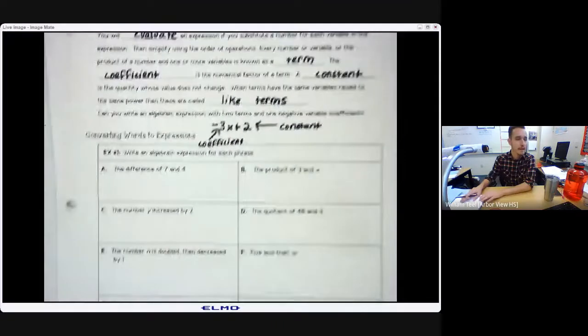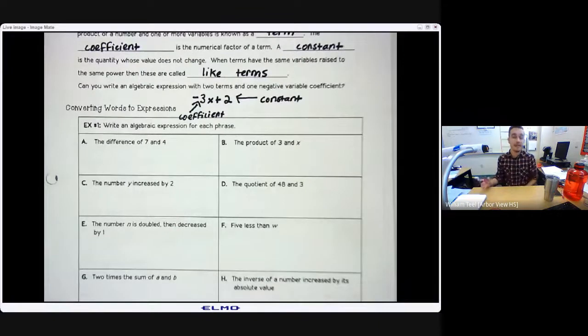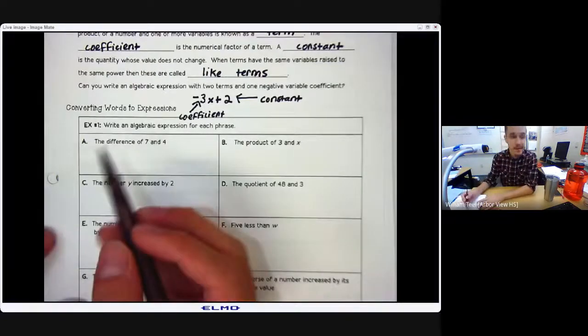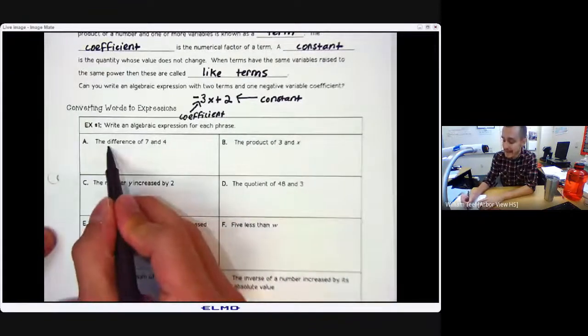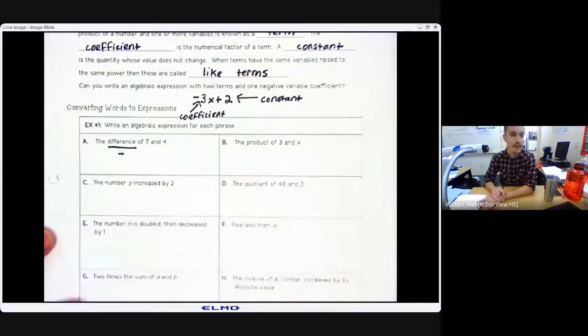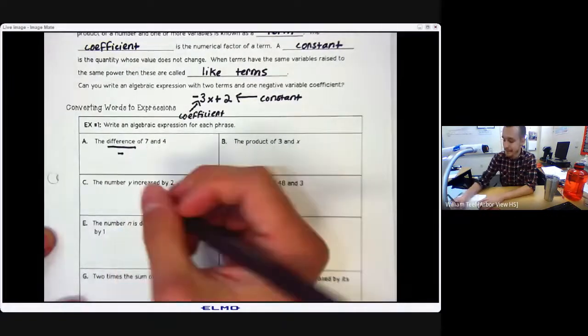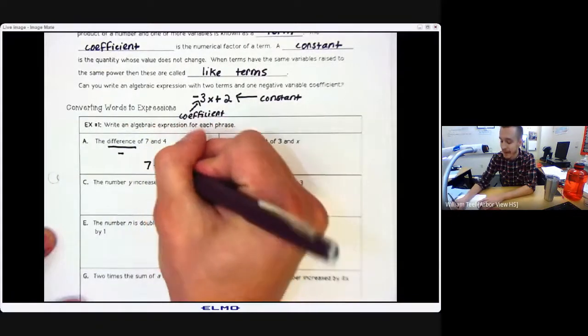So let's go ahead and convert words to expressions, okay? So one of the cool things we can do with math is we can take words and we can represent them using symbols and numbers. So the difference of 7 and 4. What I want you to look at in this section of problems is the vocab words. You're always looking for your keywords. So for part A, the keyword here is going to be difference. Difference implies that you are using subtraction because we are taking the difference of two numbers. So if we're taking the difference of 7 and 4, that's simply going to be represented as 7 minus 4.